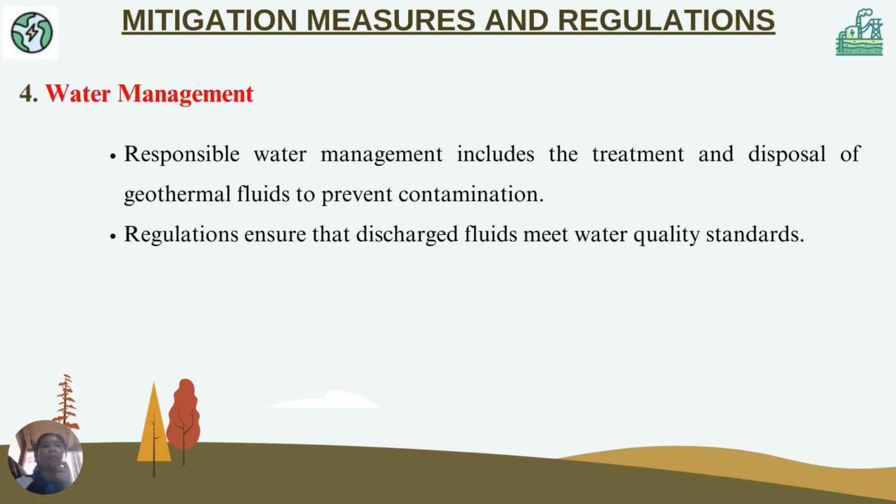Next, we have water management. So, water management in a geothermal power plant involves the responsible use and conservation of water resources, as well as the treatment and disposal of geothermal fluids. So, this includes recycling and reusing geothermal brine, managing produced fluids to prevent environmental contamination, and adhering to regulations on water withdrawal and discharge. So, effective water management is essential to ensure the sustainable use of water resources, prevent environmental harm, and maintain the integrity of the geothermal reservoir.